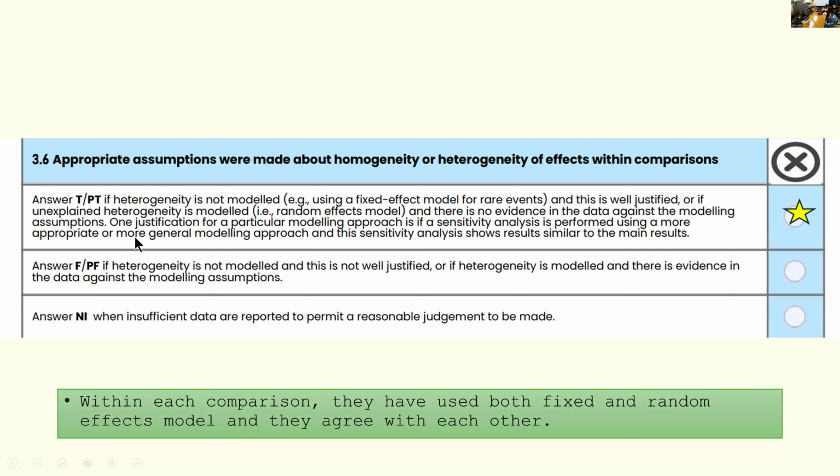Then the next question was, were appropriate assumptions made about homogeneity or heterogeneity of effects within comparisons? Basically, within each comparison, they have used both fixed and random effect models, and they agree with each other. So they have addressed any heterogeneity within the studies.